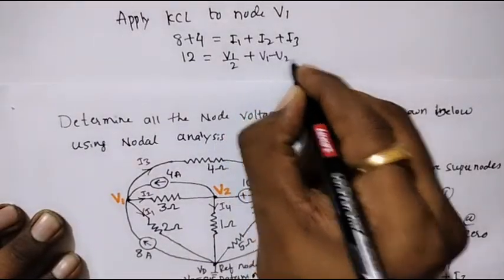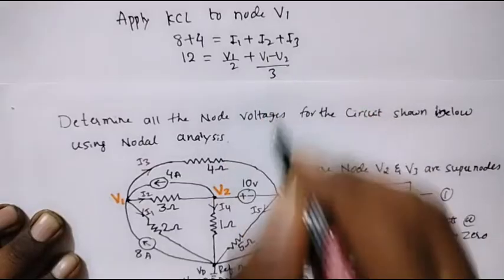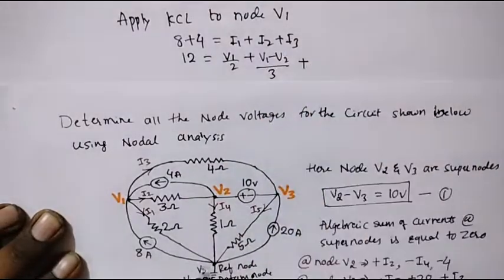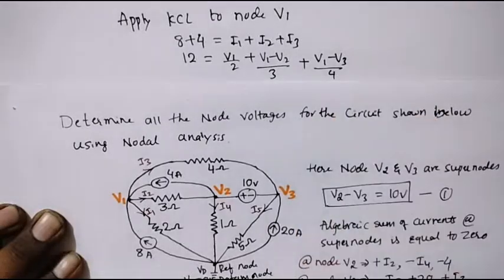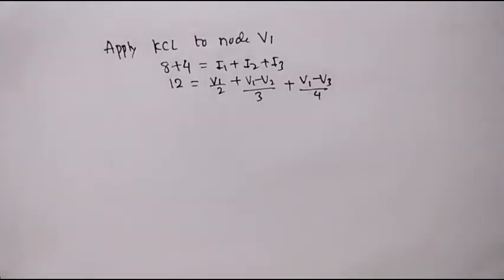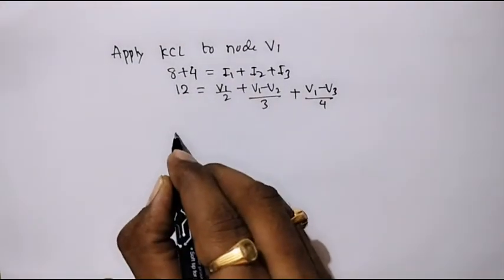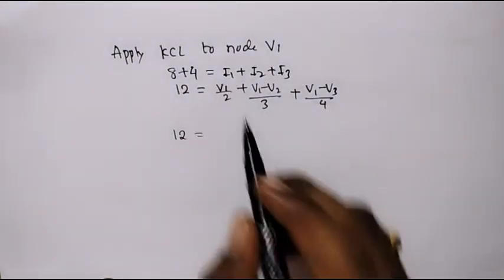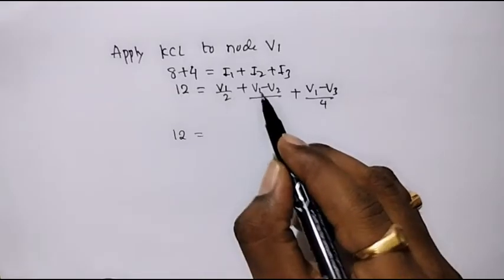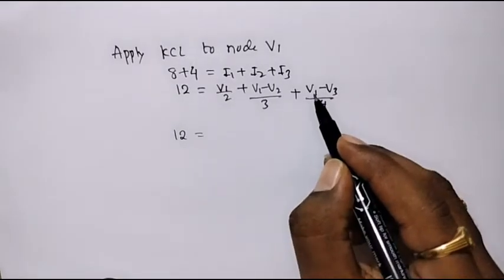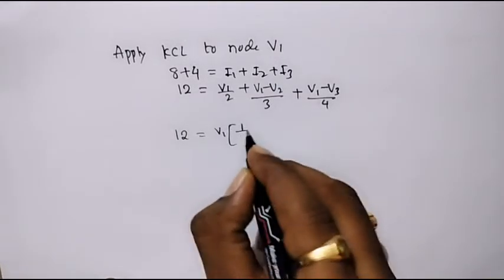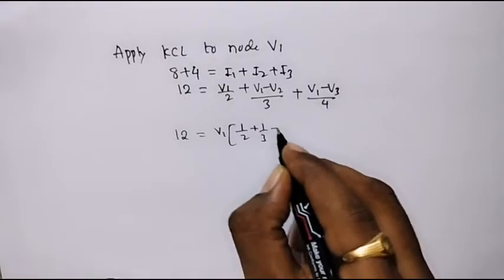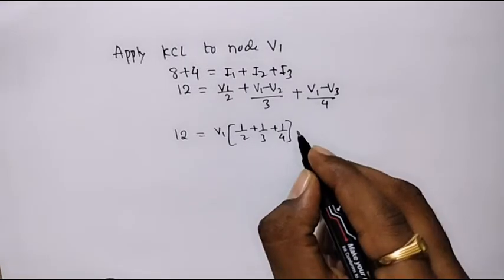Plus I2, the current flowing from V1 towards V2, so it is V1 minus V2 divided by 3, plus I3, the current flowing from V1 towards V3, that is V1 minus V3 divided by 4. Now let's simplify this. 12 is equal to 1 by 2 V1 plus 1 by 3 V1 plus 1 by 4 V1, or we can write it as V1 in bracket 1 by 2 plus 1 by 3 plus 1 by 4.